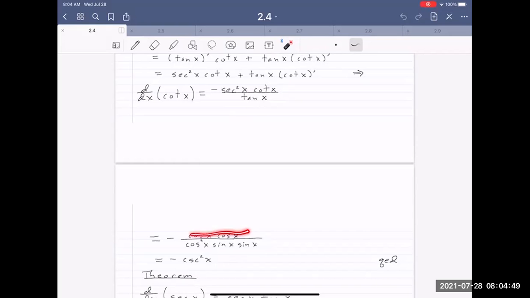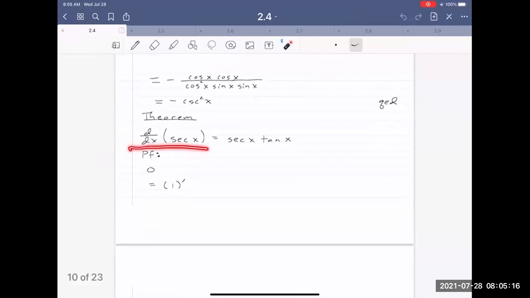The cosine squared x terms cancel, and all that we have remaining is a negative 1 over sine squared x. Well, 1 over sine of x is cosecant x, so this is equal to a negative cosecant squared x.